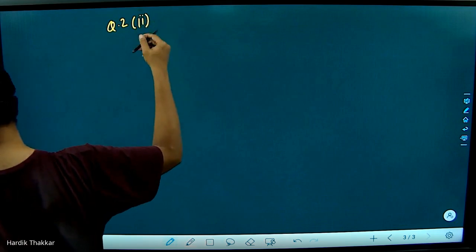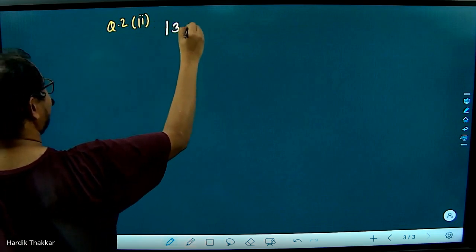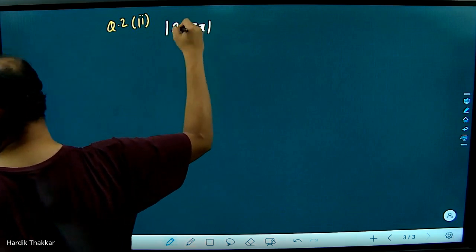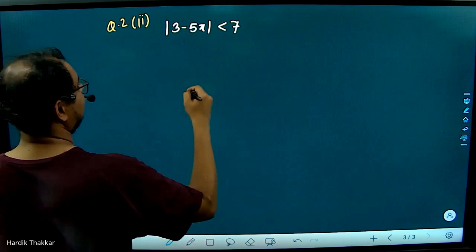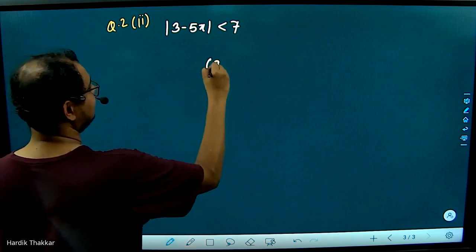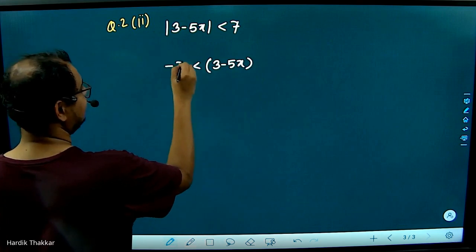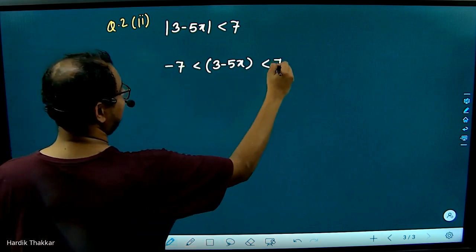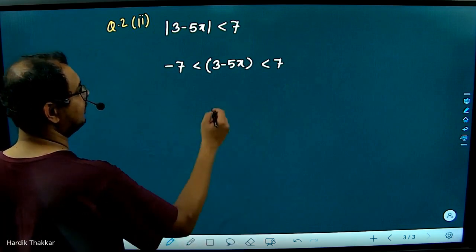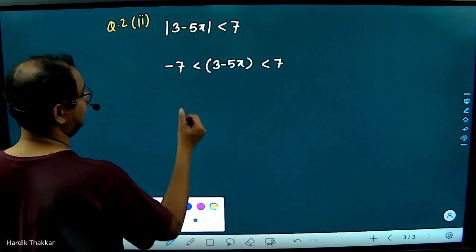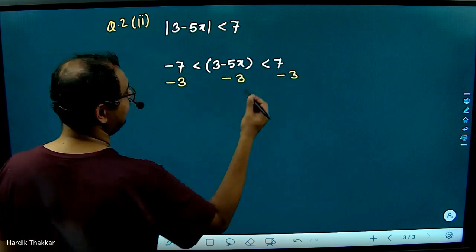Okay, so here the function is like this: mod 3 minus 5x less than 7. So what we will do, we will write it like this: 3 minus 5x greater than minus 7, less than 7. Is it correct? Now we will subtract 3 from this inequality. Minus 3, minus 3, minus 3.